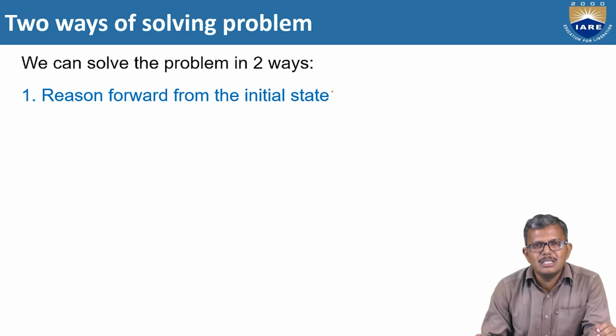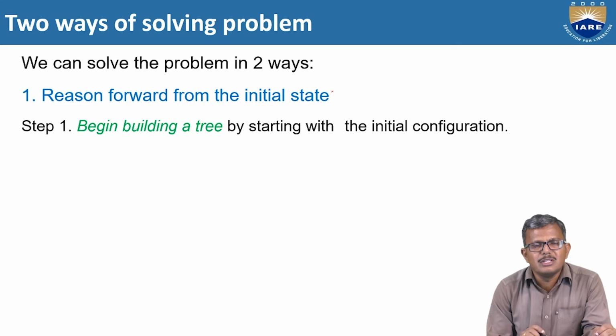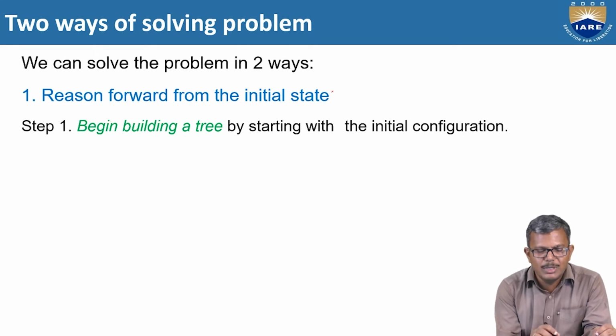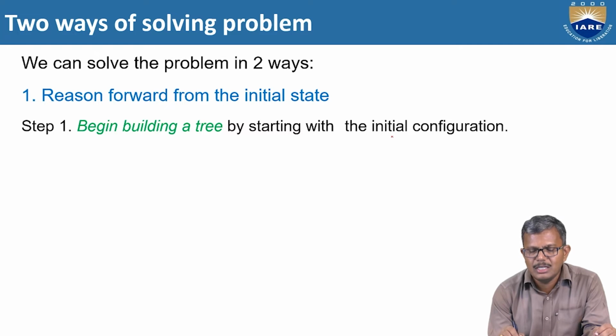What tree is it called? It is called a search tree. How to draw this search tree for forward reasoning and for backward reasoning, we need to understand. If it is forward reasoning, our first step is to build a tree. From where are we starting? We are starting from the initial configuration, which is nothing but our initial state.